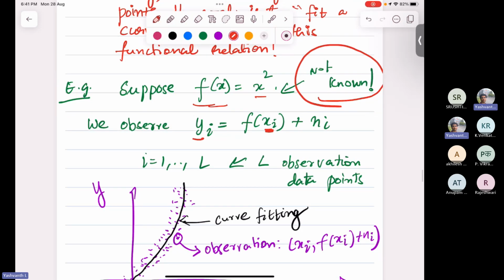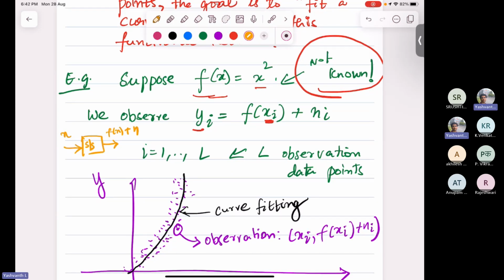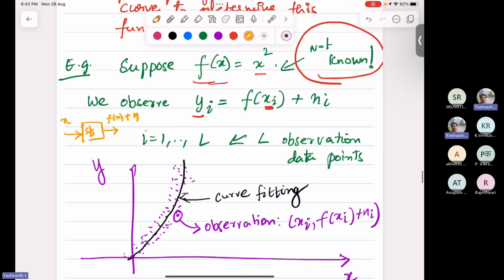Consider it to be like a system that implements, if x is the input, the output equal to f of x plus n, where n is some noise. We don't know what that noise is. I don't know what f of x is, but I know that the system applies some f of x. The goal is to find what f of x the system applies.